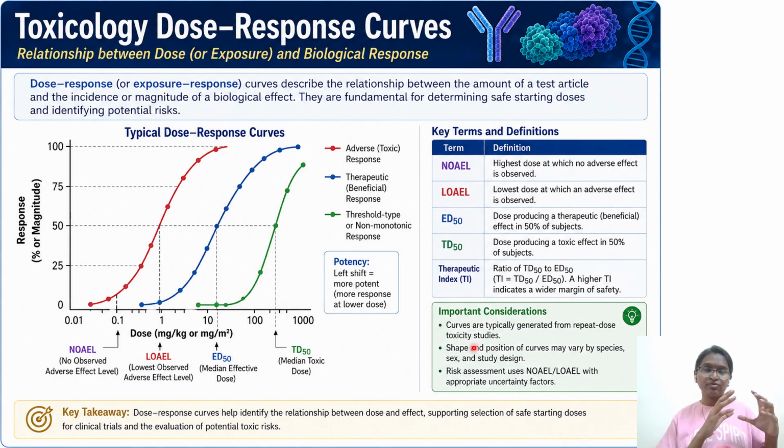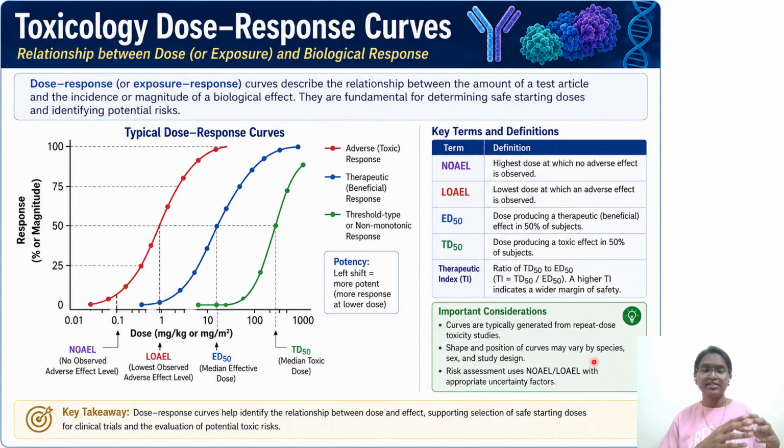So, in the case of a single dose toxicology study, you will not be able to develop the S-shaped dose response curve. There are different methods, like the Litchfield-Wilcoxon method, from which you can derive the LD50, but you cannot derive an S-shaped dose response curve from single dose tox studies. And another important thing: the shape and position of the curve may vary by species.